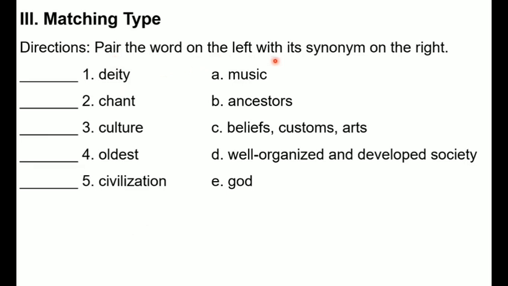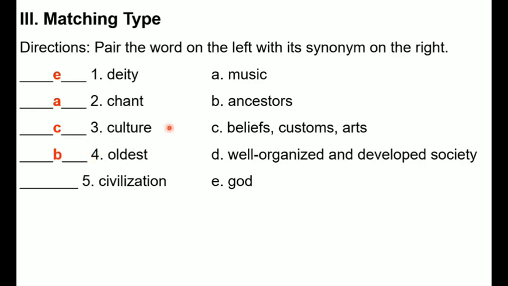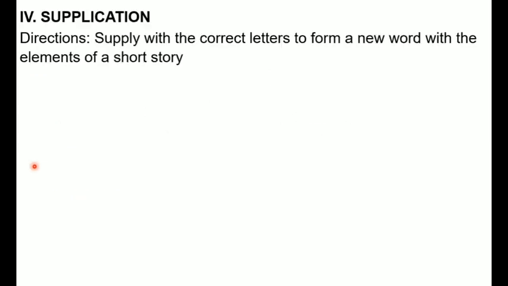Now, for the matching type. Pair the word on the left with its synonym on the right. The meaning of deity is letter E, God. Chant means music. Culture means beliefs, customs, and arts. Ancestors. And civilization means well-organized and developed society. Now, test 4. Supply the correct letters to form a new word with the element of a short story.